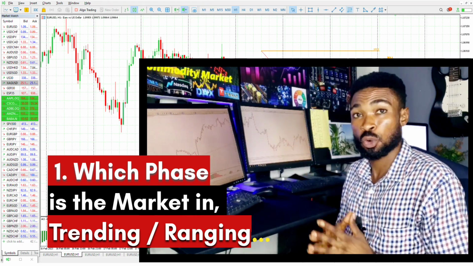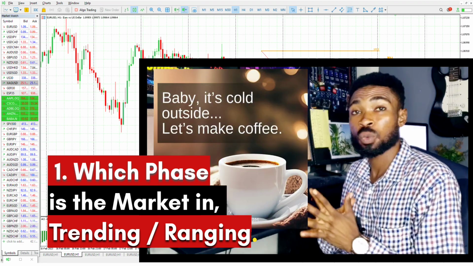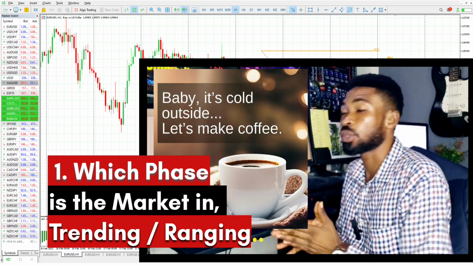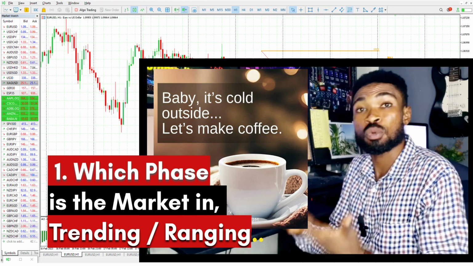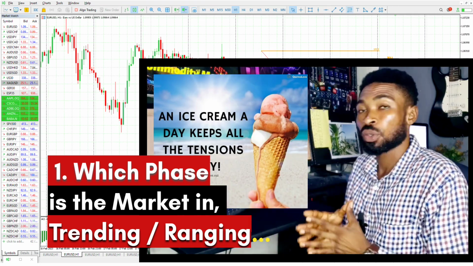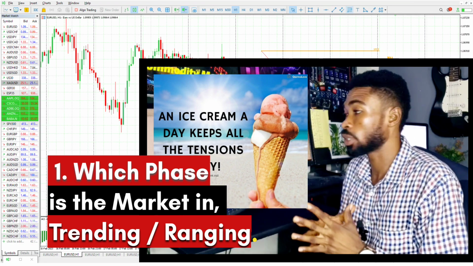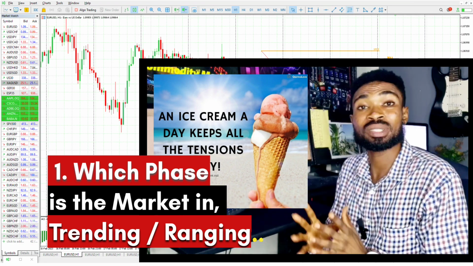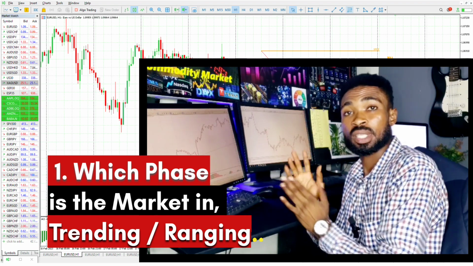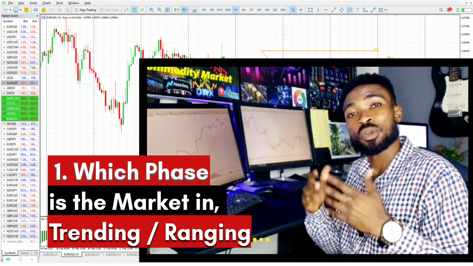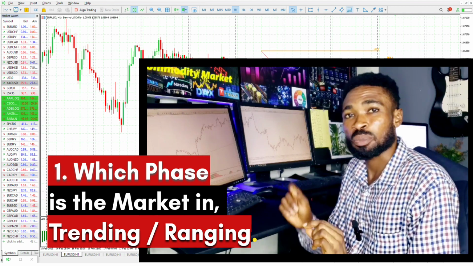That is the mistake they make, because it's like in the cold weather, we don't sell ice cream, right? In the cold weather, you cannot sell ice cream because people will not buy your ice cream. The same way, in the hot weather, you cannot sell coffee, right? You can't sell coffee. So you must determine the phase the market is in. If the market is trending, you only trade trend following strategies. If the market is ranging, you only trade ranging strategies. That's the first thing you must keep in your mind.